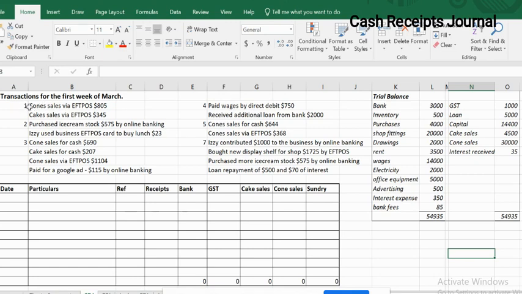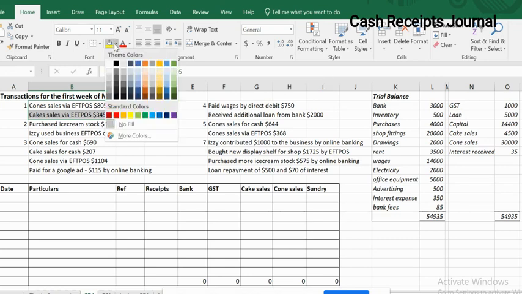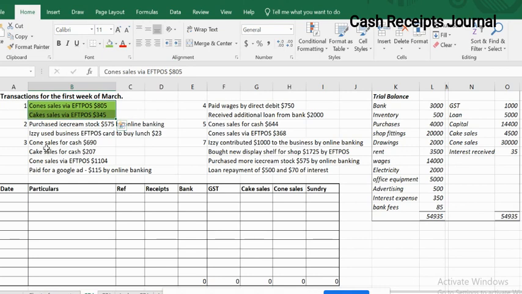Now, the first thing I'm going to do is just go through. I like to work nicely and methodically and do something like highlighting the transactions we're going to be using. So in this case, separating out between the cash receipts and the cash payments journal. So I've got my first 2 cash receipts here, which are cone sales.